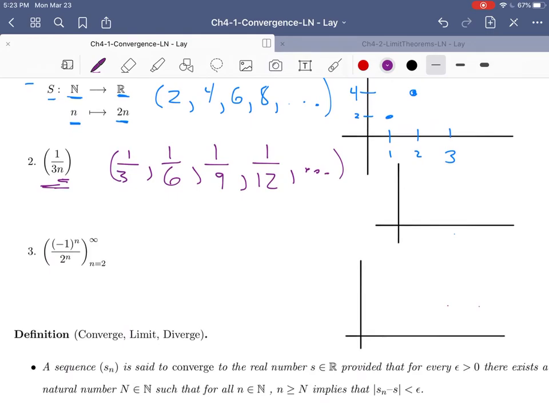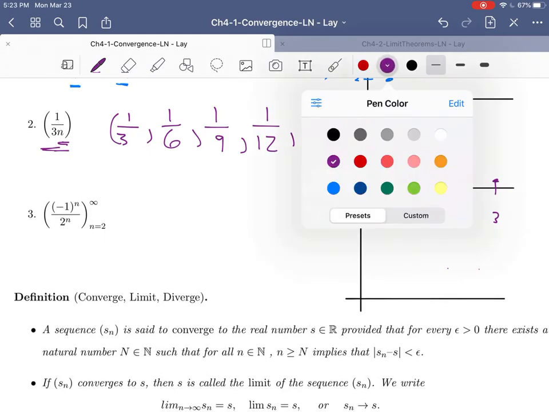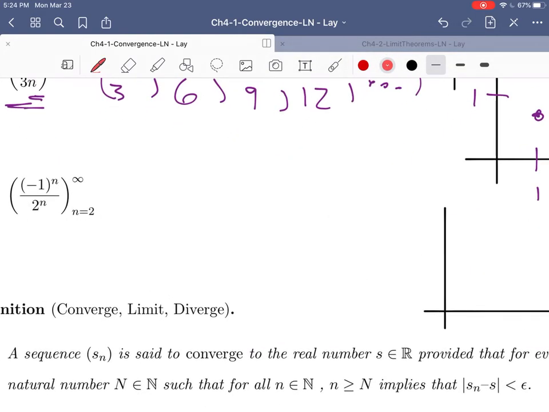And so the graph of this is going to be when we have 1, we are at 1/3. And when it's 2, we are at 1/6. And then 1/9. Right? And it keeps going down. It's monotonic decreasing.